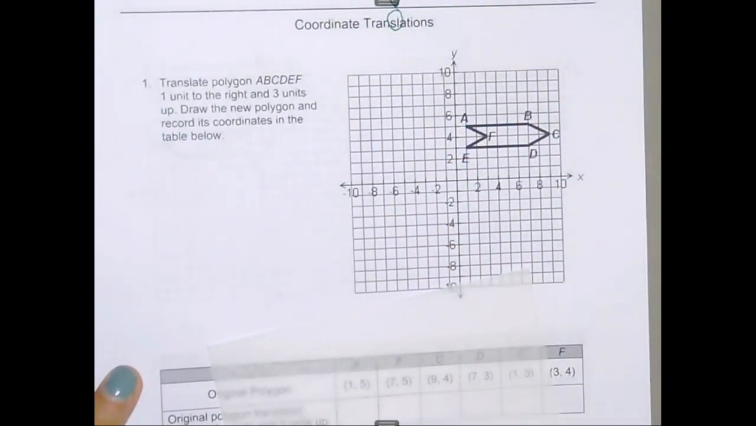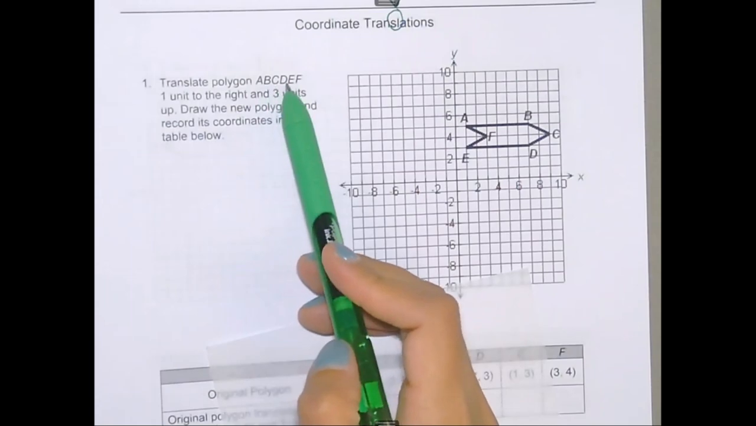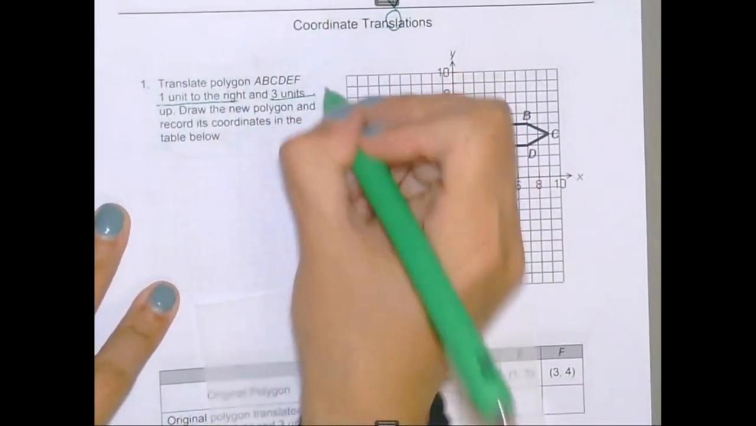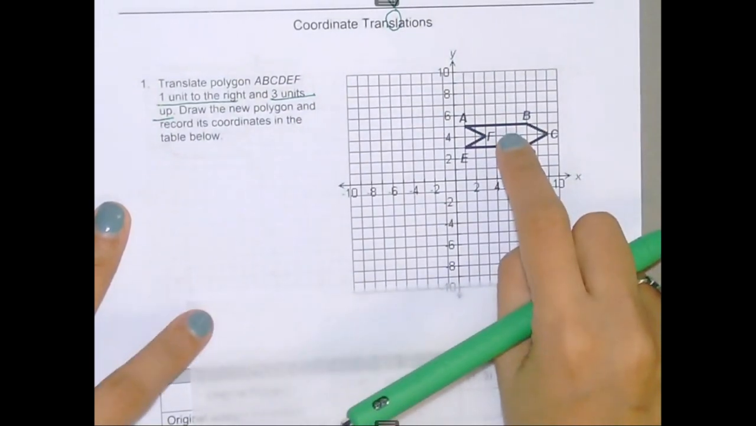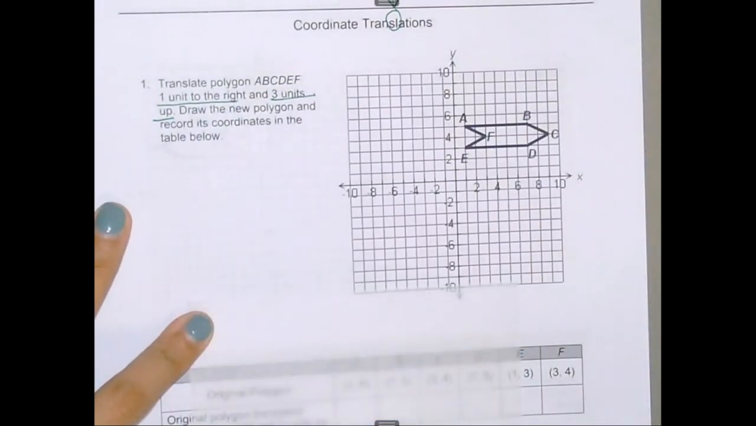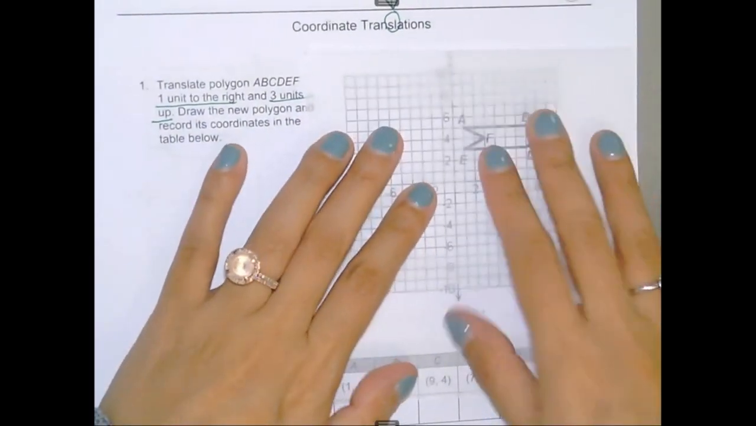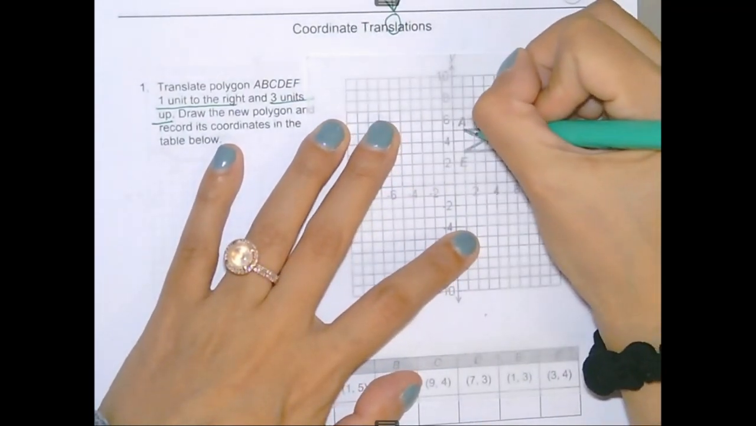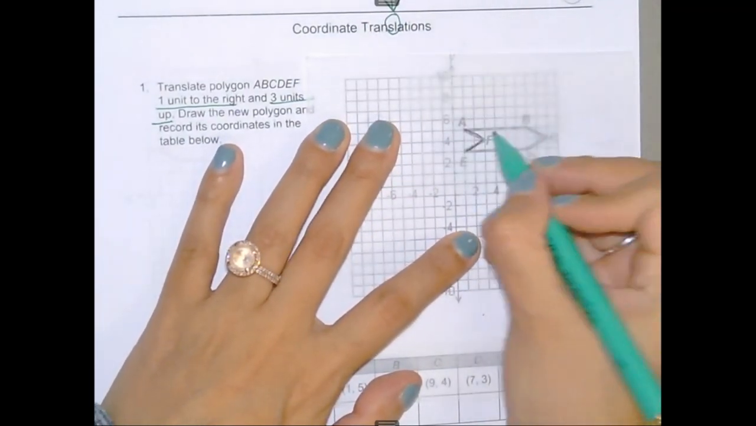All right, so it says translate polygon ABCDEF 1 unit to the right and 3 units up. So we're going to take our figure and we're going to slide it 1 unit right and 3 units up. Draw the new polygon and record its coordinates in the table below. So I can use patty paper on this translation as well. So I'm going to trace the shape.